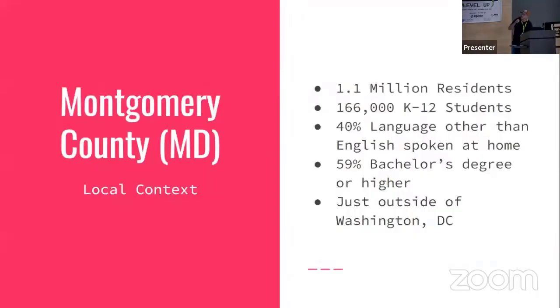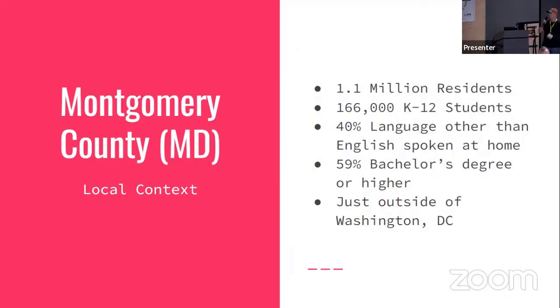Okay, so for Montgomery County, Maryland, this is where I work. There are about 1.1 million residents. We have enrolled in our public school system about 166,000 K-12 students. There are a couple thousand, maybe 10,000 more in private schools, and I think the total under-18 crowd is about 210,000. So that early literacy stuff we try to focus on too. So we have a lot of people we can reach.